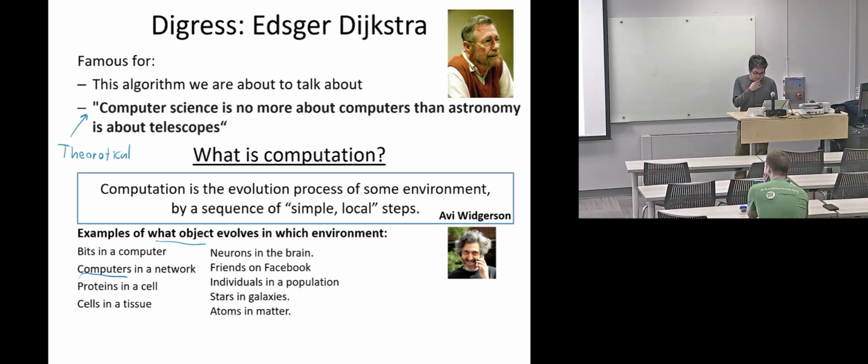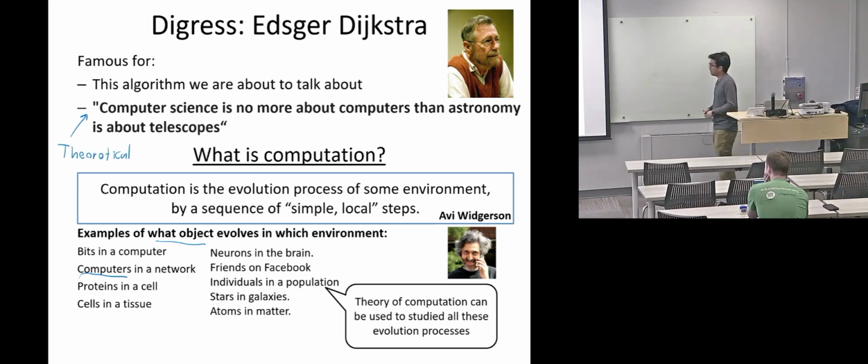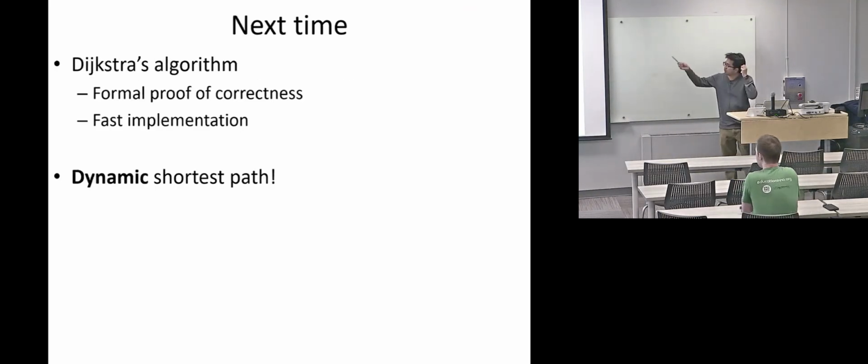So yeah, the theory of computation has something to do with all these things, and hopefully I will talk about distributed networks at some point, maybe in the next few classes. But what we're going to do next time is give a formal proof of Dijkstra, and look at dynamic shortest path. Okay, see you next time.